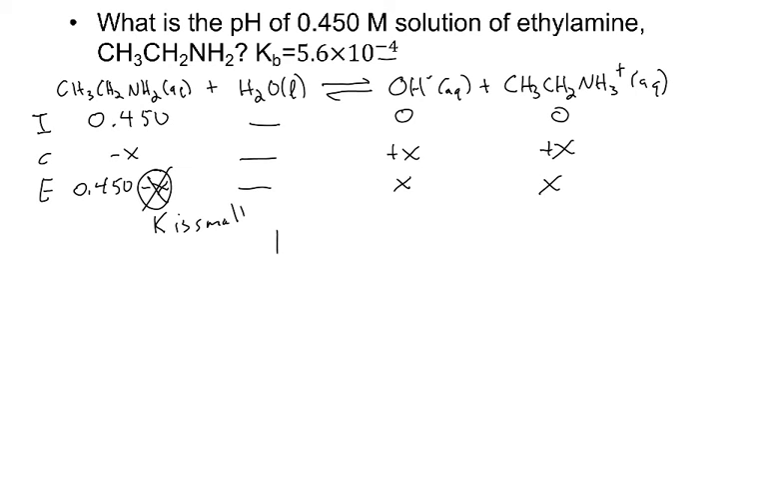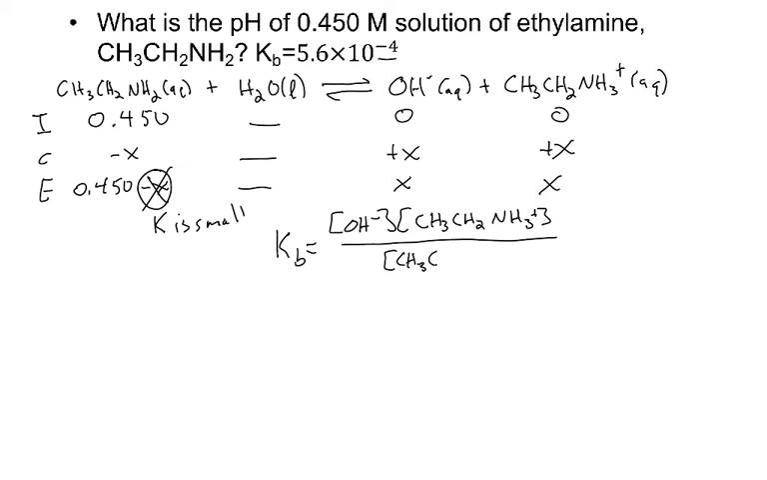So my equilibrium constant expression is as follows. And if I put in the values from the equilibrium row of my table, I'll have X times X, and I'll just have 0.45. I can ignore the minus X because of the K is small approximation, and we'll finish this up on the next slide.